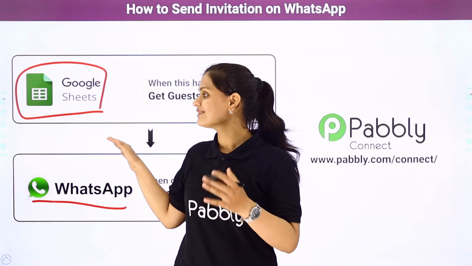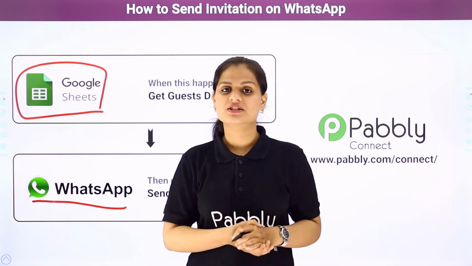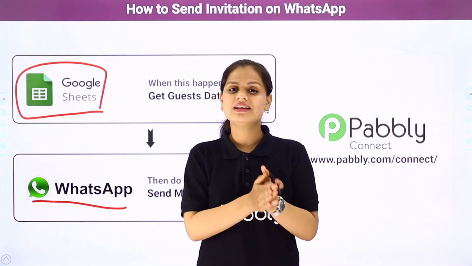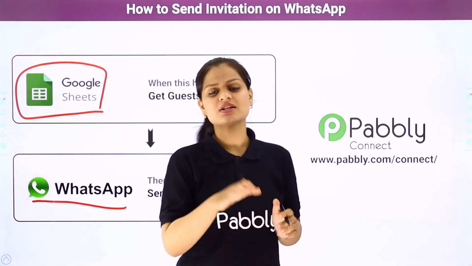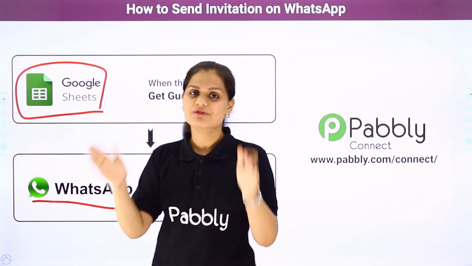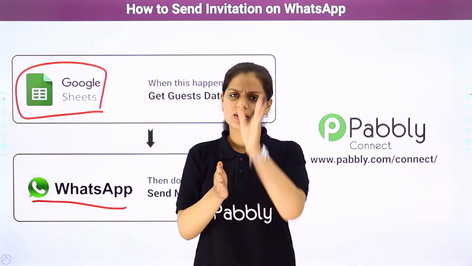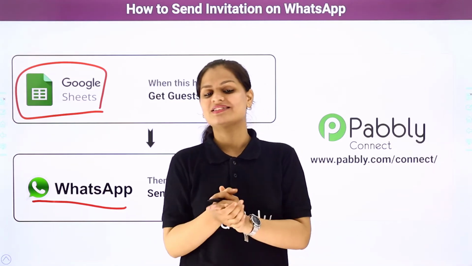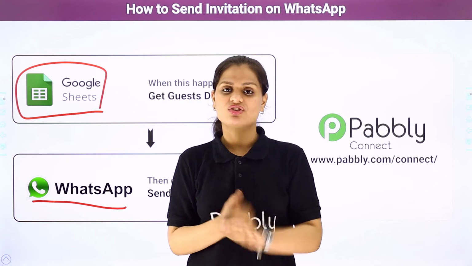Now let us understand this better with an example. Suppose I have a wedding at my home and I want to send the invitation to all the guests on their WhatsApp. I have the data of the guests in my Google Sheet. The idea is I have created a Google Sheet in which I have the data of my guests, such as their names and their phone numbers listed. Now with the same data, I want to send them the invitation online.